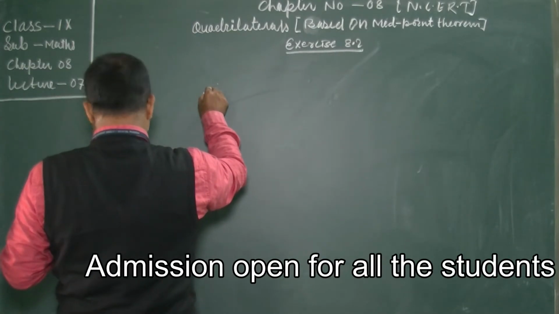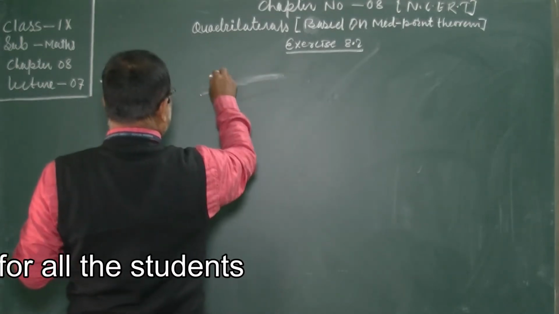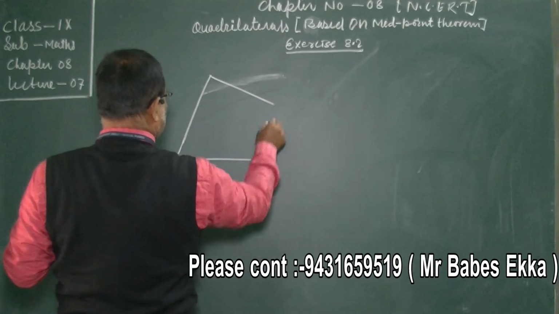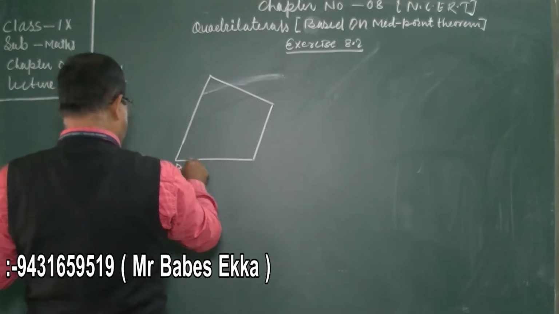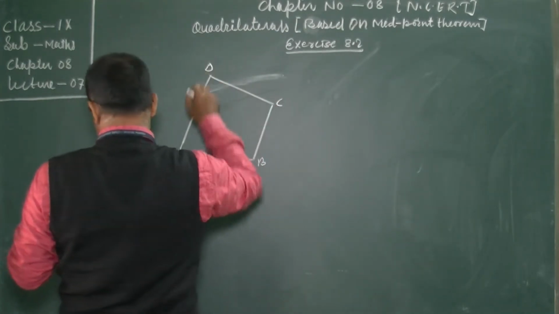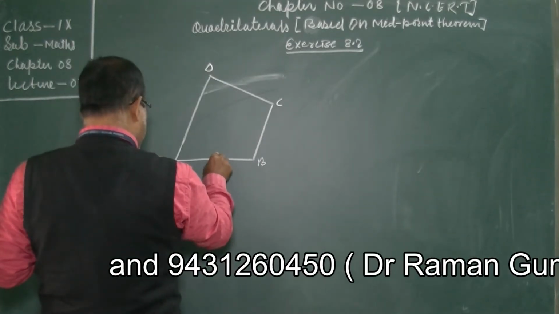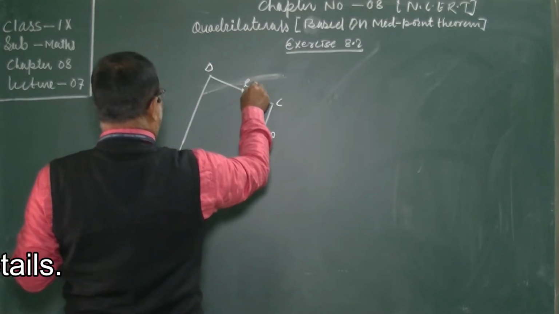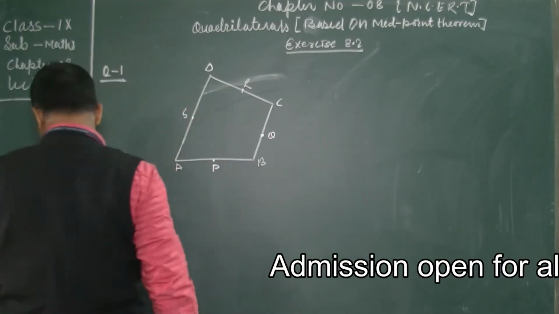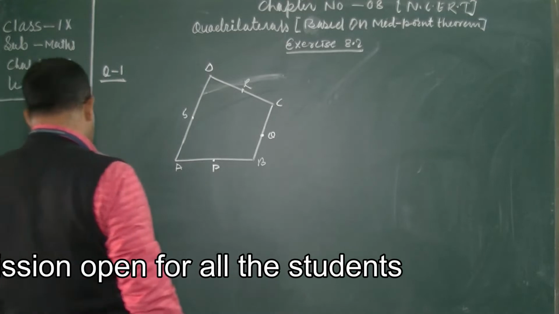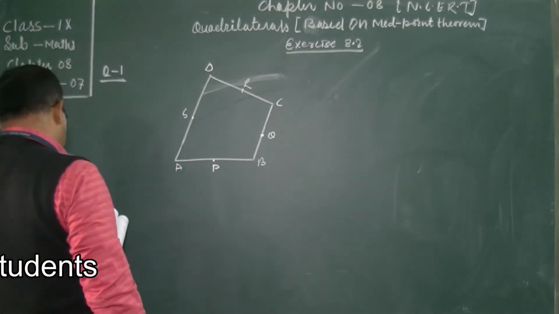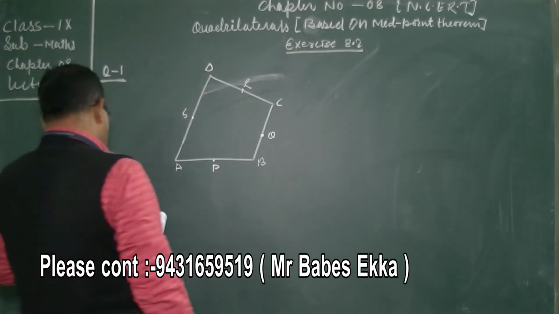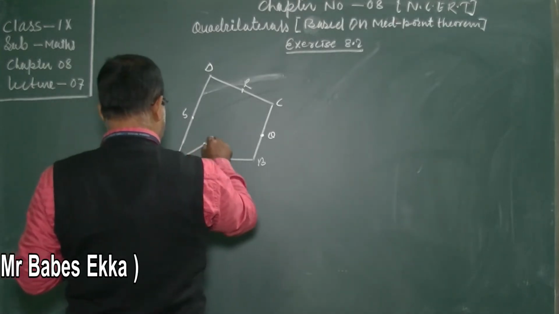In question number 1, a quadrilateral is given. ABCD is a quadrilateral in which P, Q, R, S are midpoints of the sides AB, BC, CD and DA respectively. AC is its diagonal.